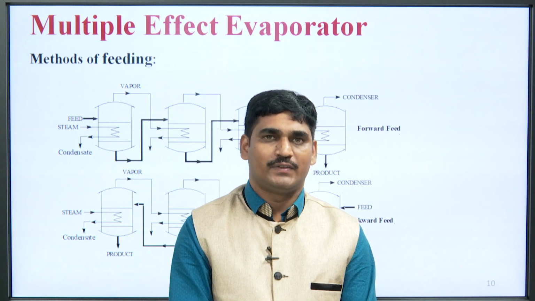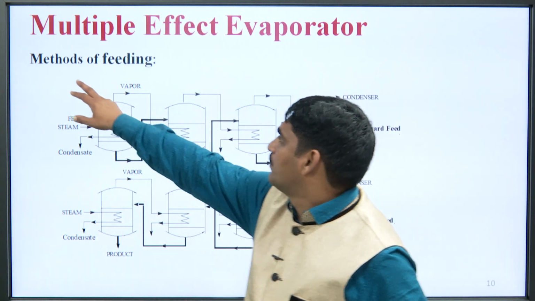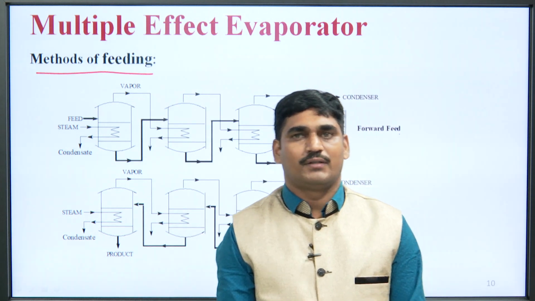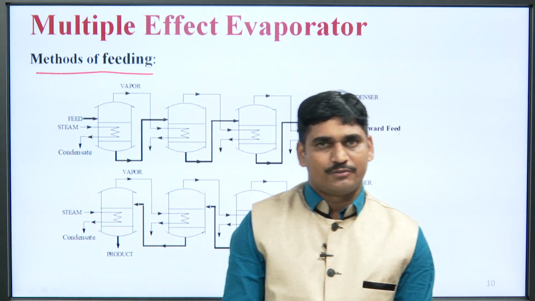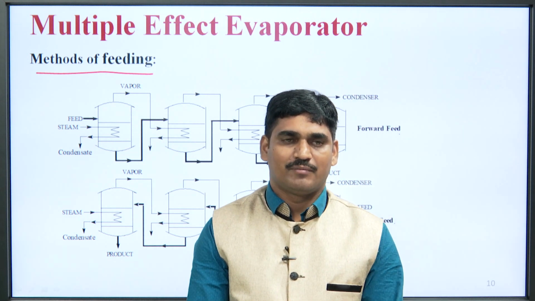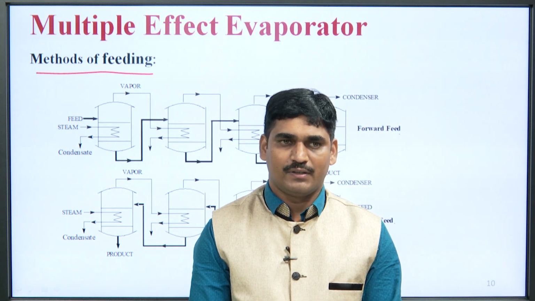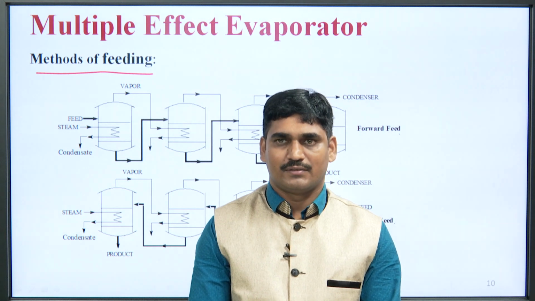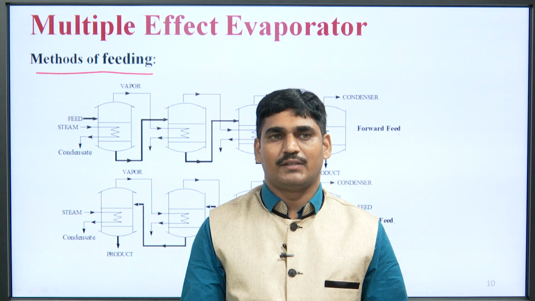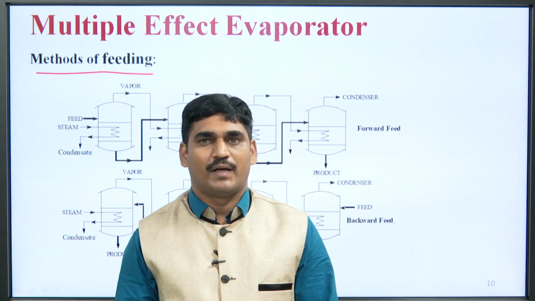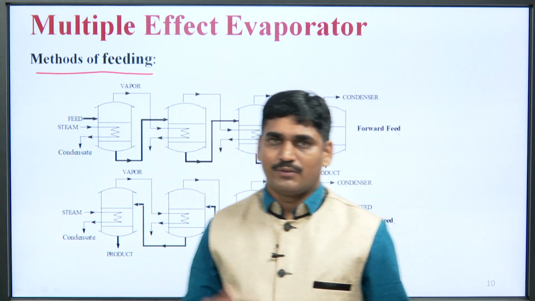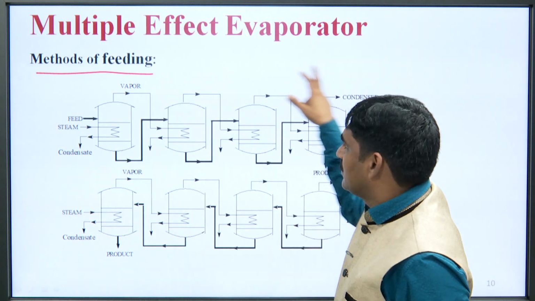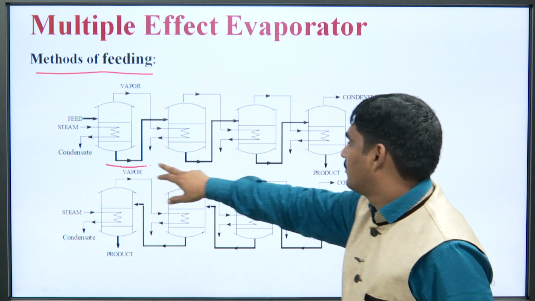Now, method of feeding. Method of feeding plays an important role in case of multiple effect evaporators. So, there are 4 feeding methods. First one is forward feed, second one is backward feed, third one is mixed feed, and the fourth one is parallel feed. So, first one, forward feed. So, this is the diagram of forward feed evaporator.